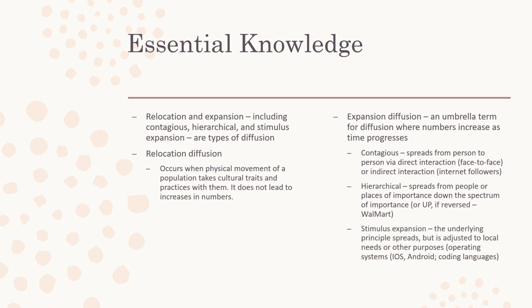And then finally, stimulus expansion or stimulus diffusion is when the underlying principle spreads, but it is adjusted to other purposes or local needs. So the idea of an operating system for a computing device or a cell phone spreads, and different companies then adjusted it using different coding languages or different operating systems like iOS versus Android, right? Or using Python versus HTML. Right? The same principle is there.